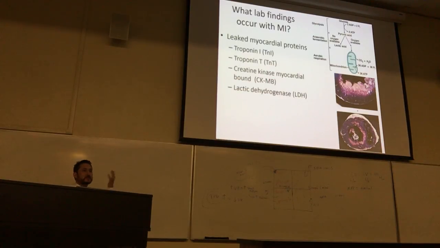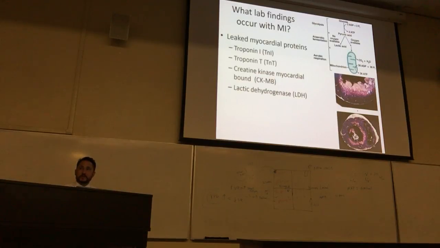So CK-MB rises two to four hours after a heart attack, peaks a day to two days after, but it's gone by about 72 hours. So if you don't see CK-MB, but you see TnI or TnT, you know the infarct happened longer than 72 hours ago. Make sense? The last one, lactate dehydrogenase. Again, this is an indicator of enzymatic activity associated with glycolysis, and it follows a similar timeline as CK-MB.